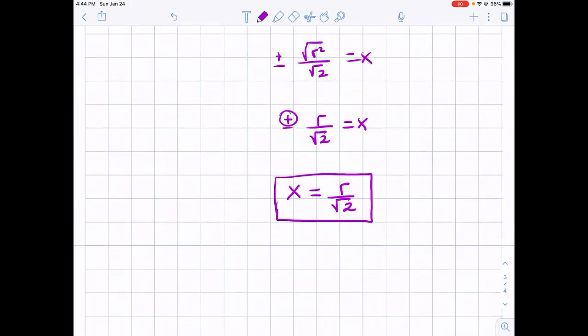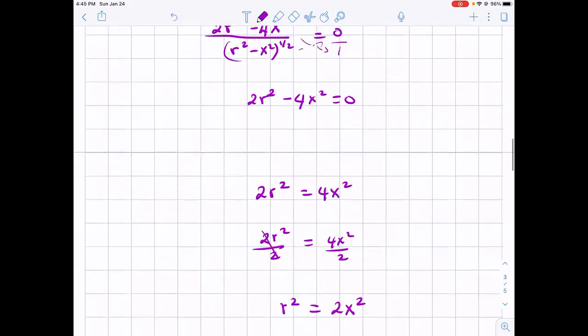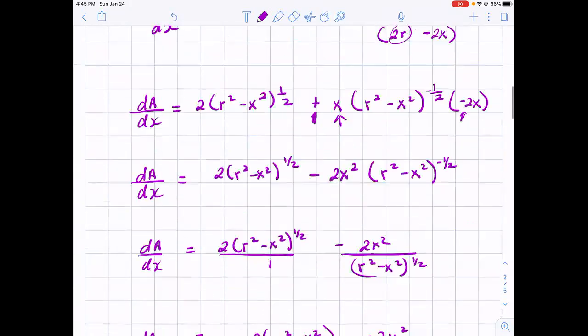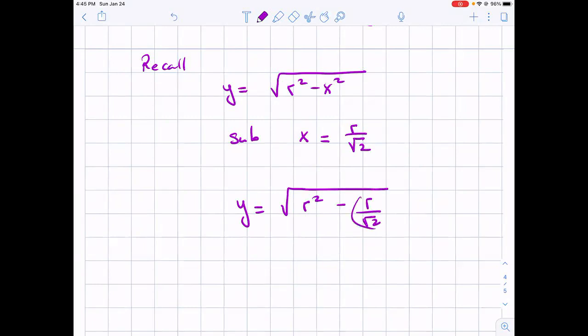So now we can find y. If you recall, from above, y is equal to the square root of r squared minus x squared. That's what we got when we started the problem. Here is our y. And we now have a value for x. So substitute x, which is equal to r over the square root of 2. So we have y is equal to the square root of r squared minus the quantity r over the square root of 2, squared.